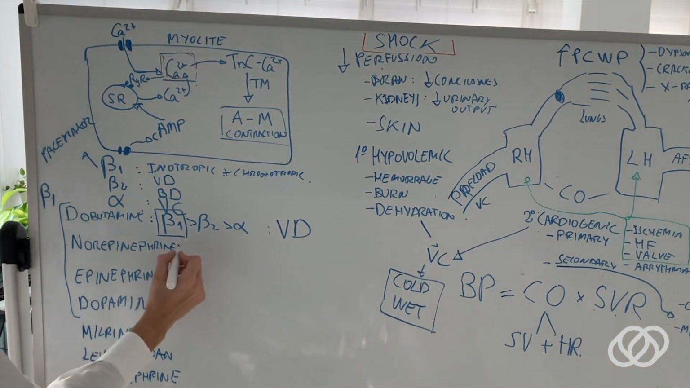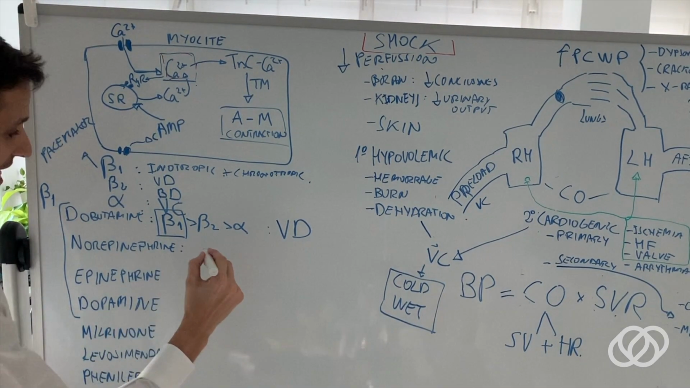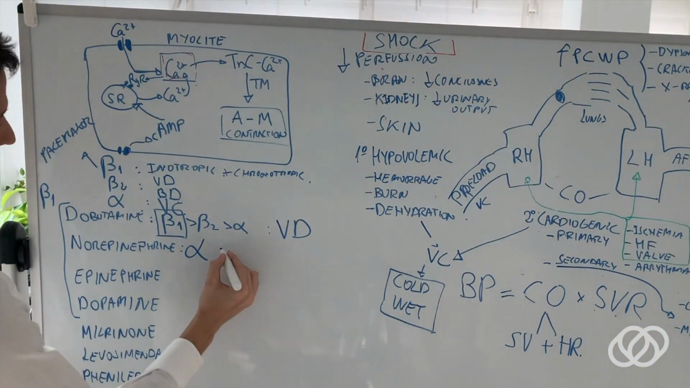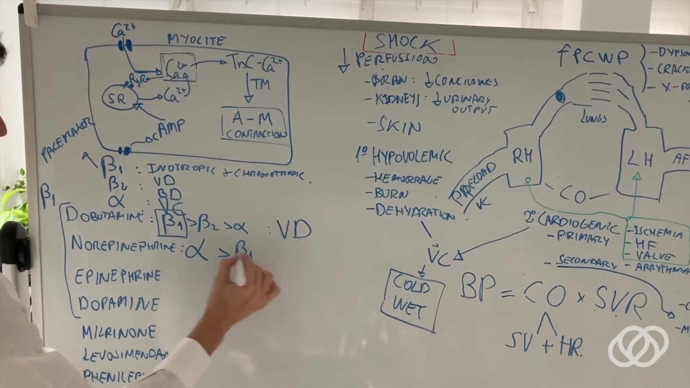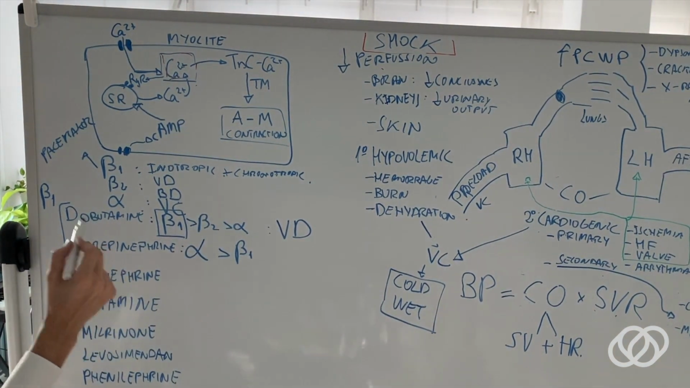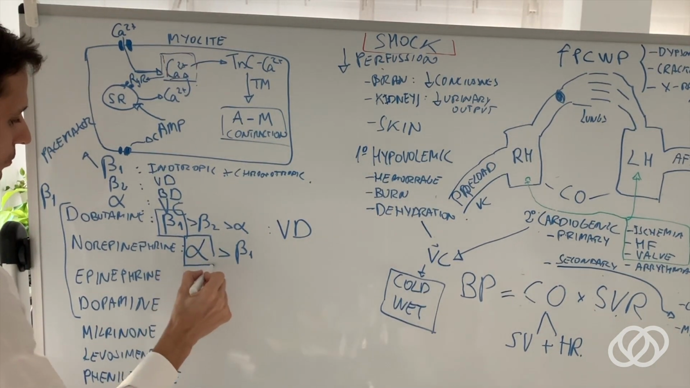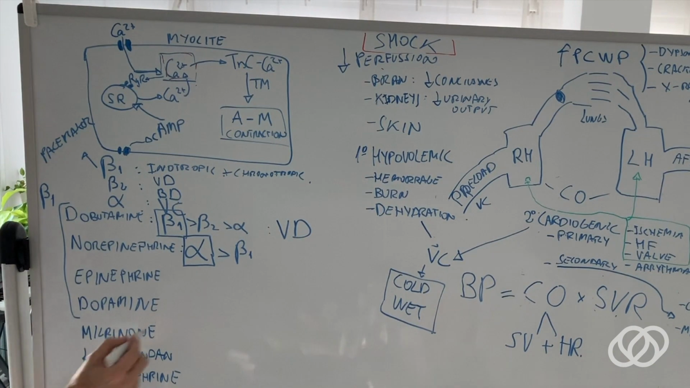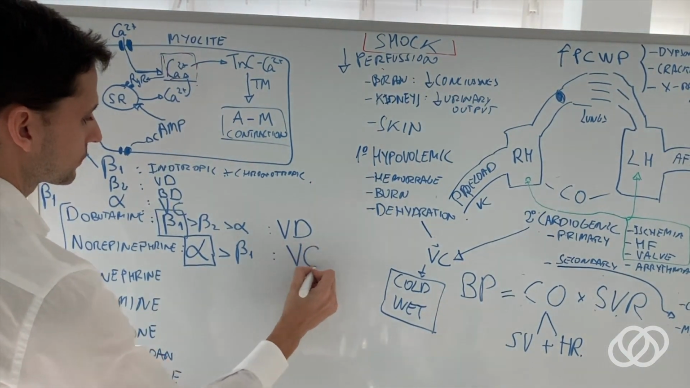Okay, the next one will be norepinephrine. Norepinephrine mainly acts on the alpha receptors. It also acts on the beta-1, like all of them, but we have to remember that it mainly acts on the alpha receptor. So when we think about norepinephrine, we have to think that it produces vasoconstriction.